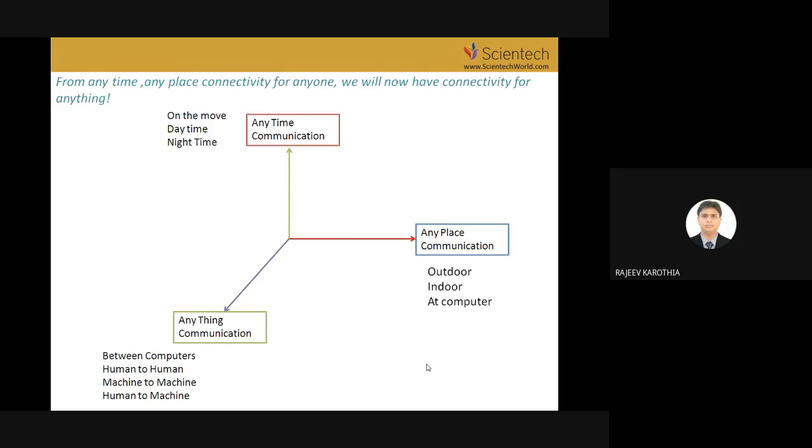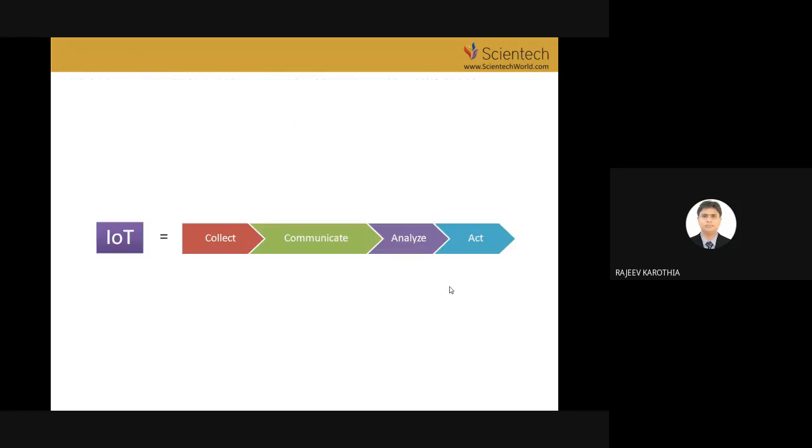Anything communication, like computer to computer, human to human communication is possible. Machine to machine communication is possible. Human to machine communication is possible. So anything can communicate with each other by using this IoT technology. So that is the three-dimensional definition of IoT. Another definition, if we look at what IoT is: whatever device you are having, you should first of all collect. So collect is an important thing.